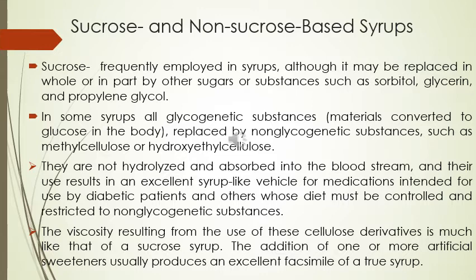Now, non-sucrose syrup contains non-glycogenetic substances. Non-glycogenetic substances are the substances which are not converted to glucose in our body. So, the examples of non-glycogenetic substances are methyl cellulose and hydroxyethyl cellulose. So, when these substances are added, they will not cause any problem in the diabetic patient.